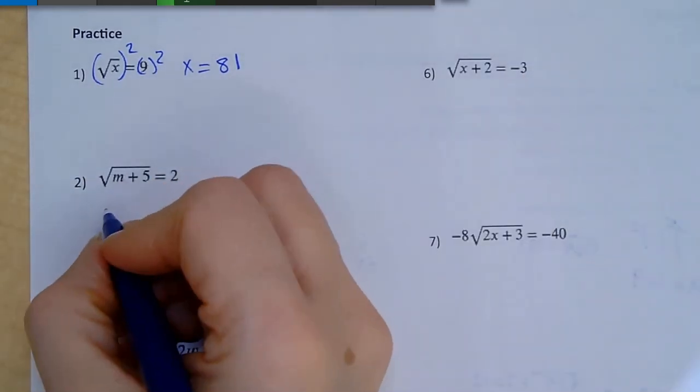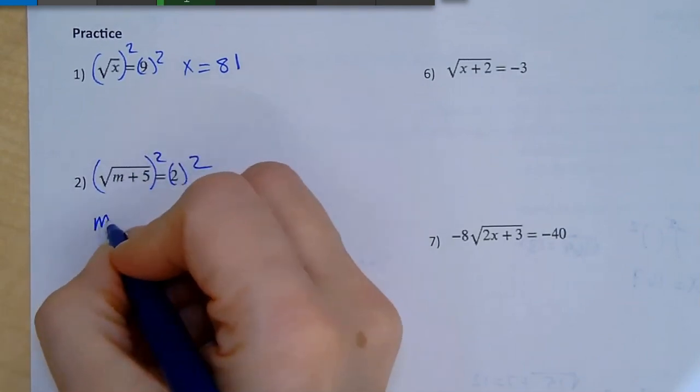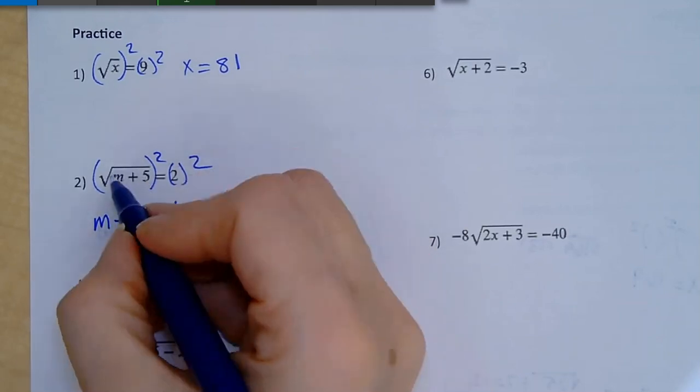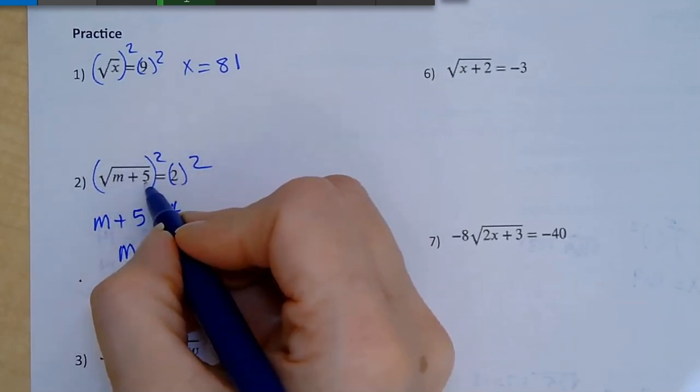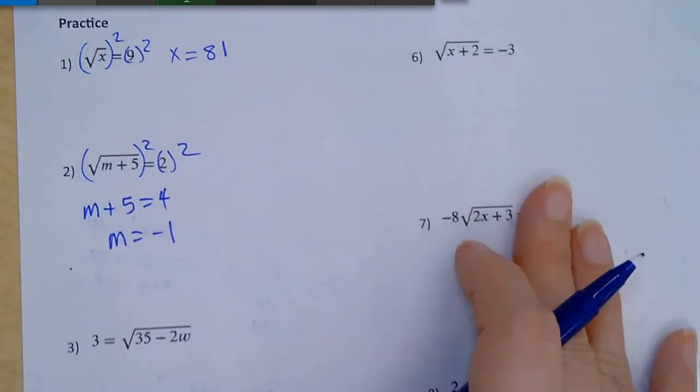2. Square each side. So I get m plus 5 equals 4. M equals negative 1. If I plug that in, negative 1 plus 5 is 4. And the square root of positive 4 is positive 2, so that works.